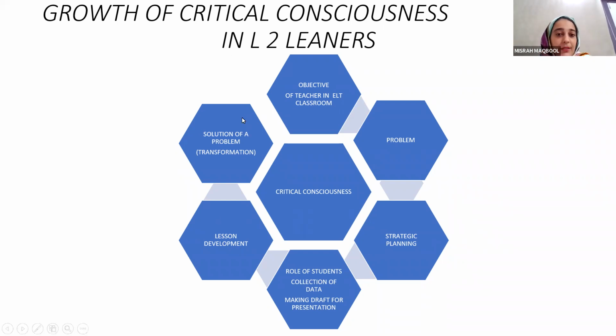So here, lesson development and solution of a problem. And then this is said to be the transformation. This is actually the transformation suggested by Paulo Freire, that in this way we transform the class. We are giving authority to students. We are considering them a subject, that they are the agency, and they are playing their role, and they can play their role.